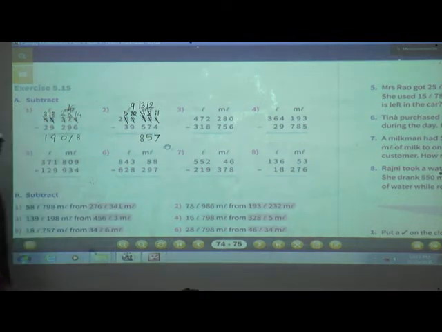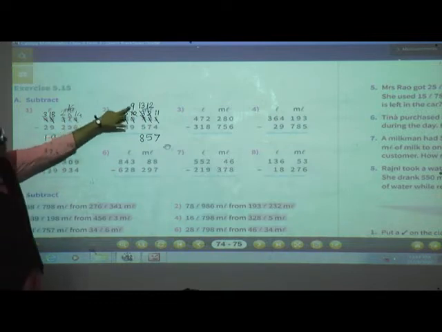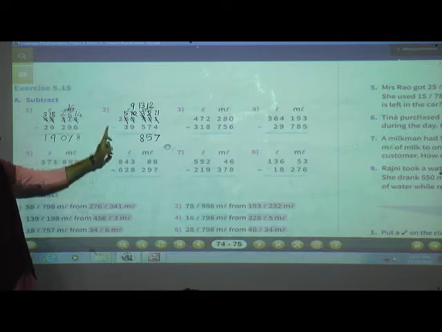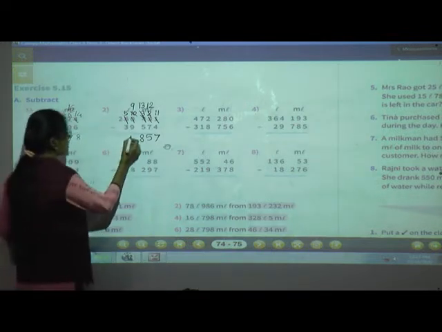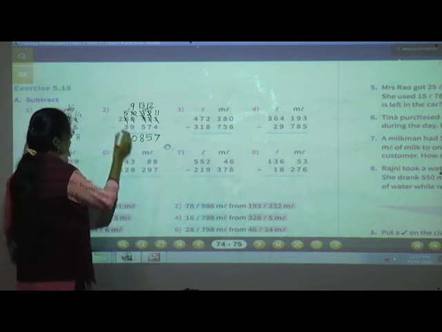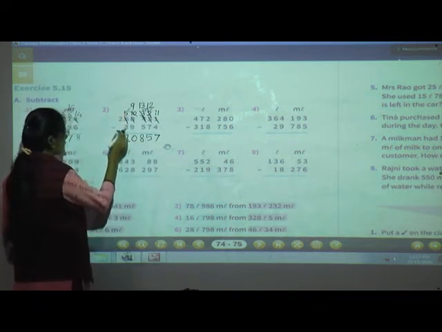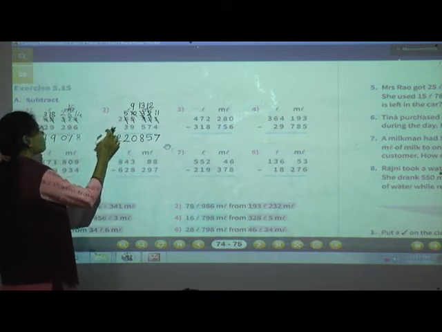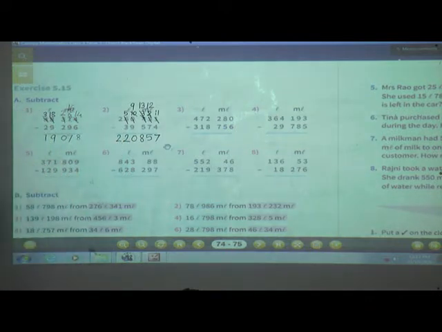8. Okay. Now we'll subtract the liters. See here. Here now how many liters we have? 9. 9 minus 9. Yes, 9 minus 9. 0. Then 5 minus 3. 2. And this 2 will remain as it is because here nothing is there. Means 2 minus 0. 2. Okay. So what is the answer? 220 liter 857 milliliter.